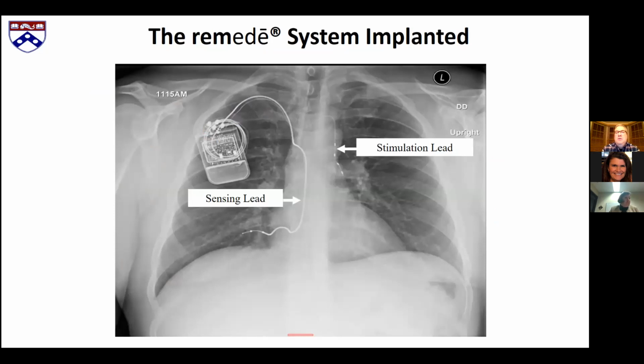This is what the device looks like implanted. So there's a sensing lead as well as a stimulation lead, as well as the box that you can see that looks similar to a pacemaker or an ICD.